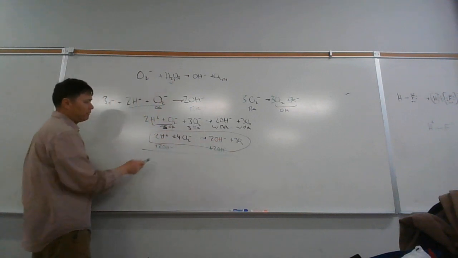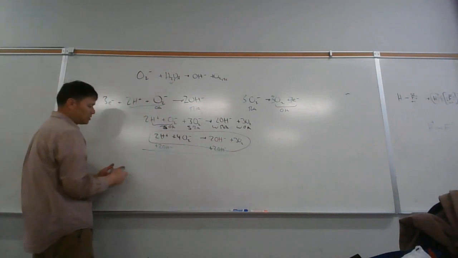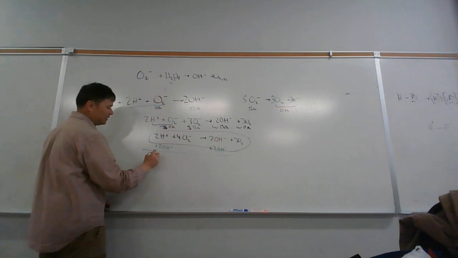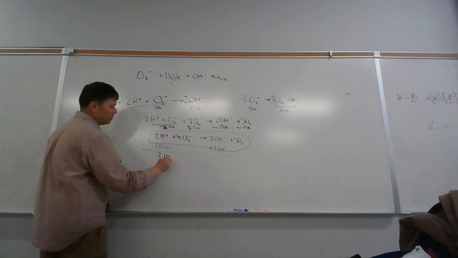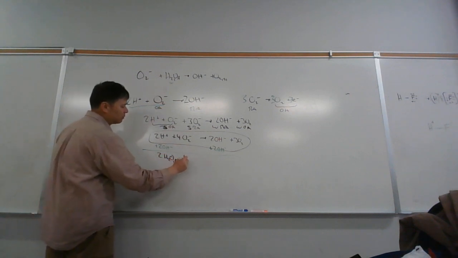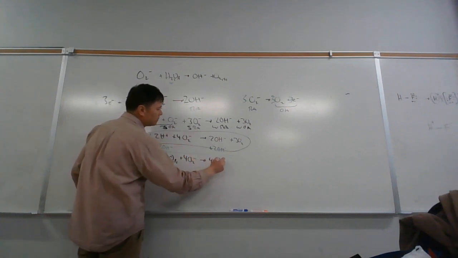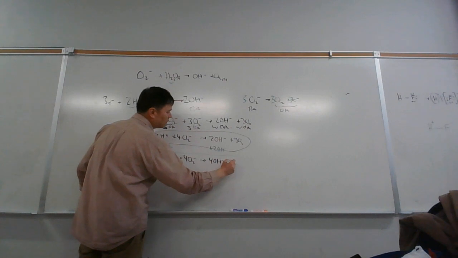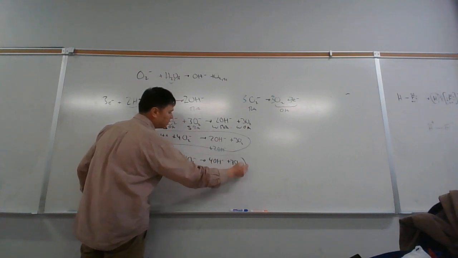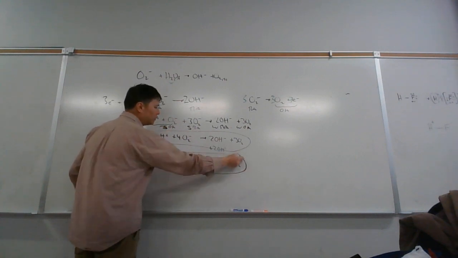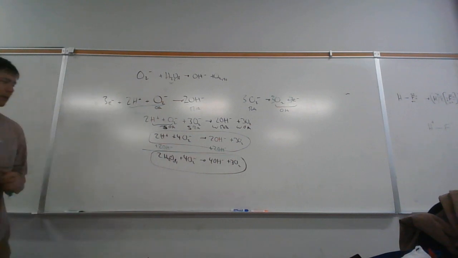And so if I have 2 H plus and 2 hydroxides, how many waters do I have? 2. 2 H2O liquids plus 4 superoxides is going to yield 4 hydroxides plus 3 oxygens. Okay, and that would be it in basic solution.